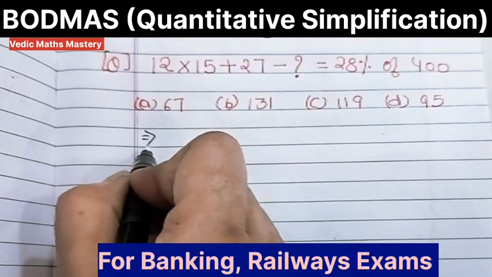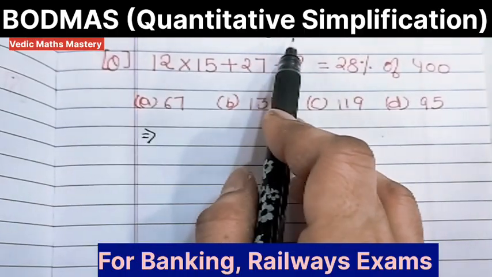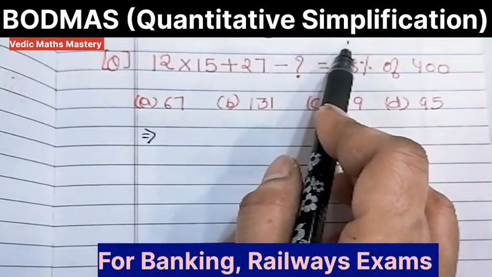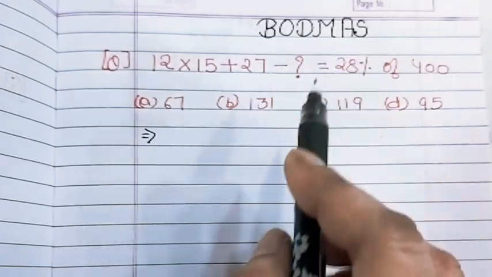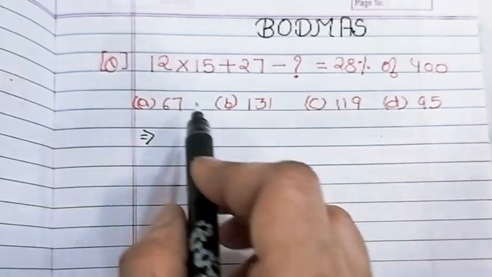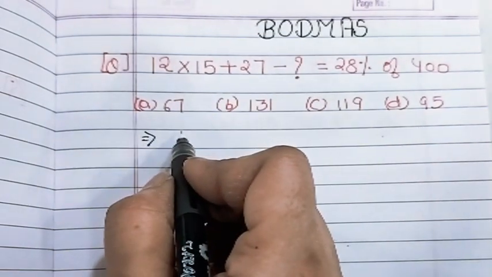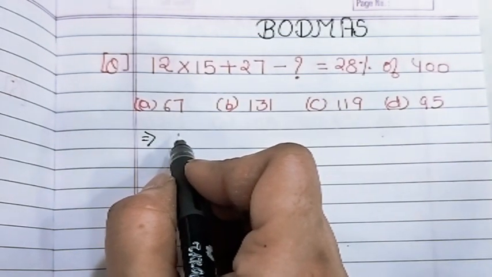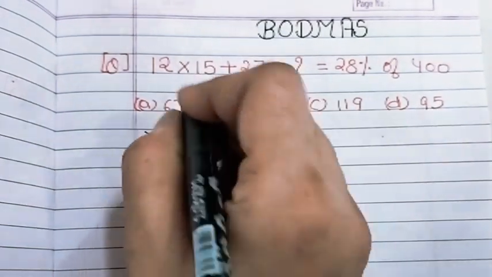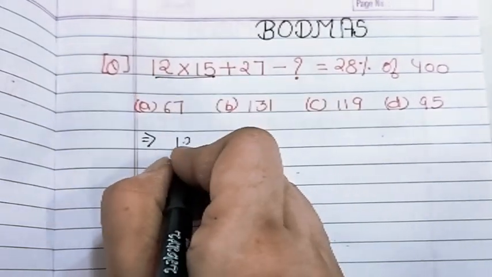So friends, based on the BODMAS rule, brackets, order, division, multiplication, addition and subtraction, here is the step-by-step solution to the problem. So now here is the expression, and first we have to solve the left hand side. First perform the multiplication and then the addition. So multiplication says 12 into 15.